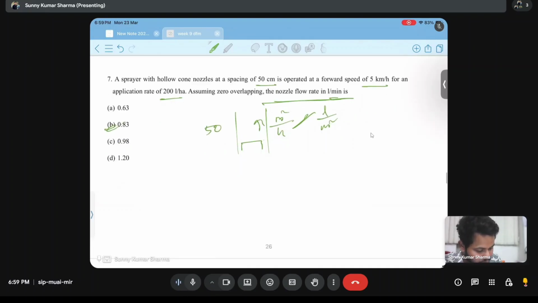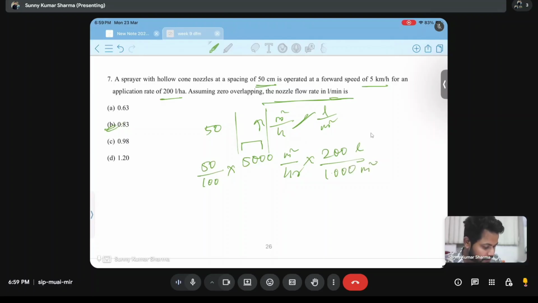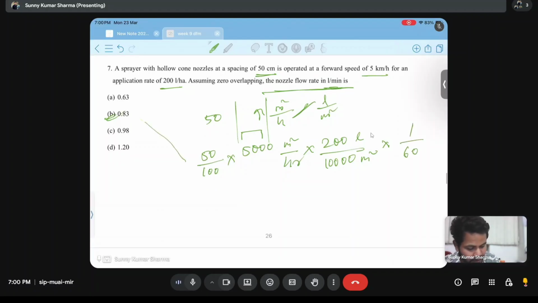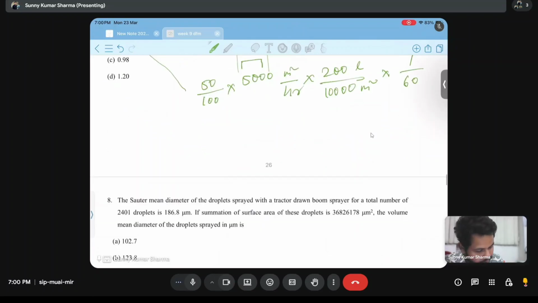So how much meter square per hour is it covering? 50 by 100 into 5,000 meter square per hour, into 200 liters per hectare, that is 200 by 10,000 meter square. We have to calculate in liter per minute, so 1 by 60. So what you are getting is 0.83. Okay, this calculation gives 0.83 liter per minute.